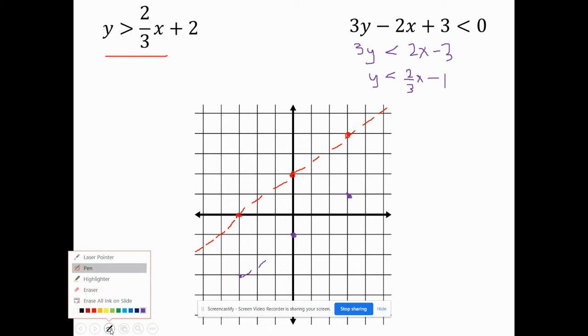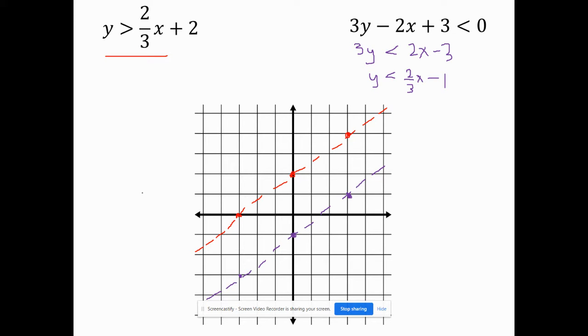I wish I had a line tool. I could make these lines straighter, and you would be able to see what's true about these lines. They are parallel, so they don't intersect. And we can see that because of the slopes.